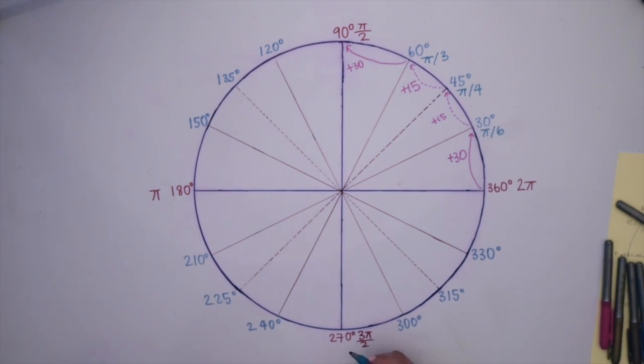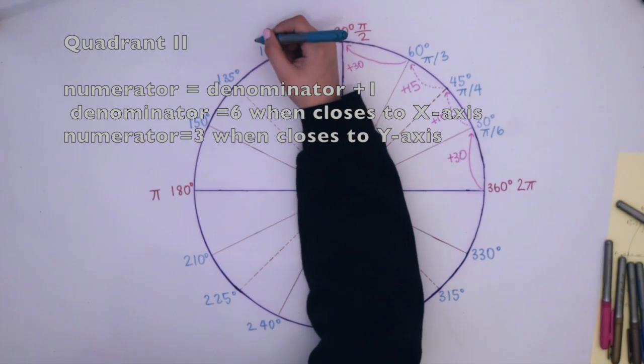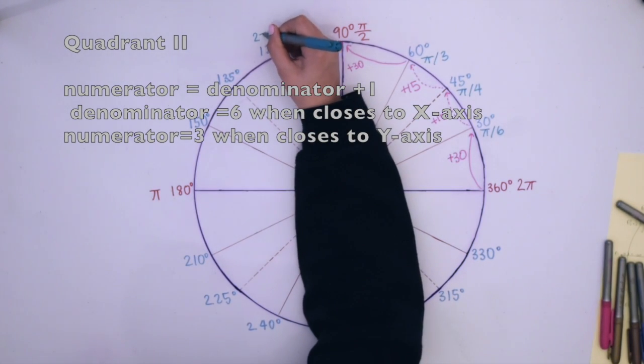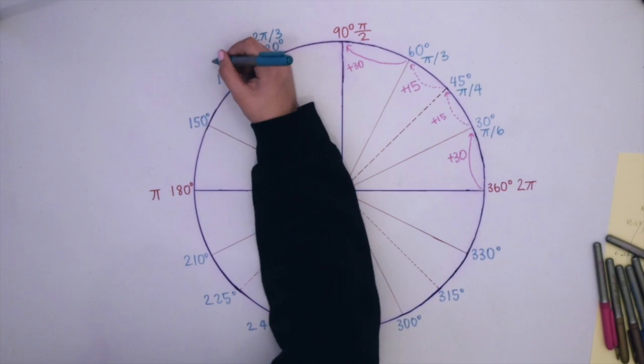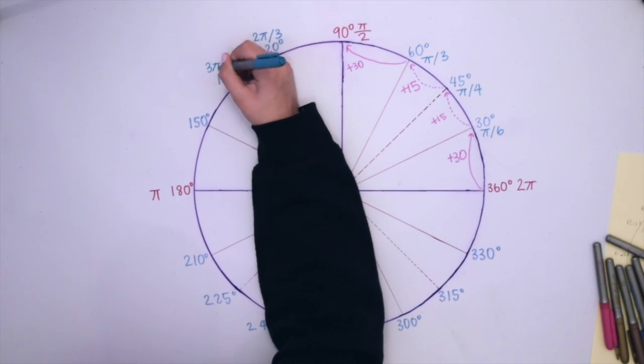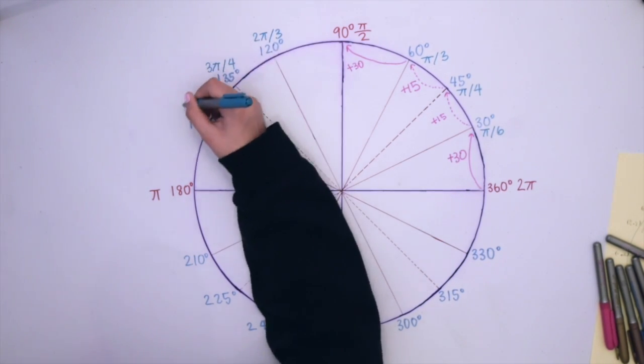For the second quadrant, you're going to base off the numerator and have the denominator 1 more than the value of the numerator, not including the pi. So it would be 2 pi as the numerator, and since 2 is the numerator, 3, which is 2 plus 1, would be the denominator. Likewise, 3 pi over 4, 5 pi over 6, etc.